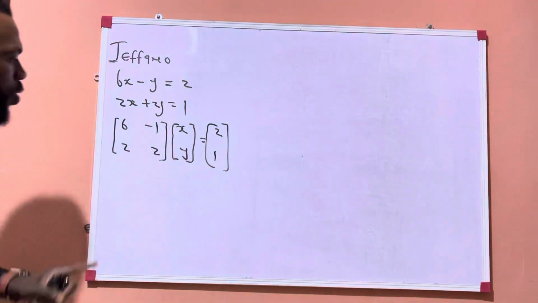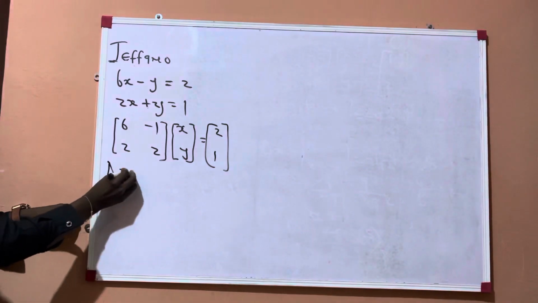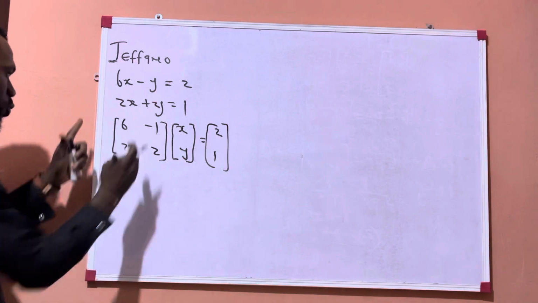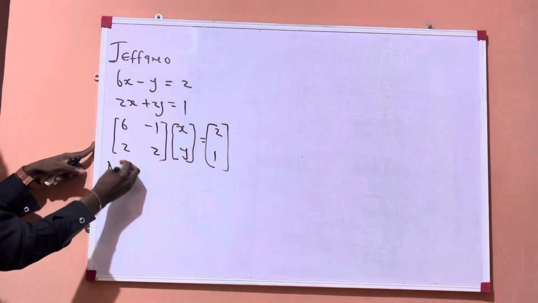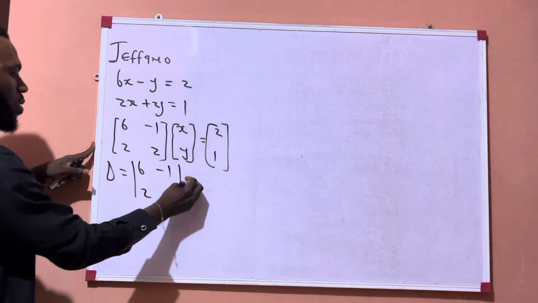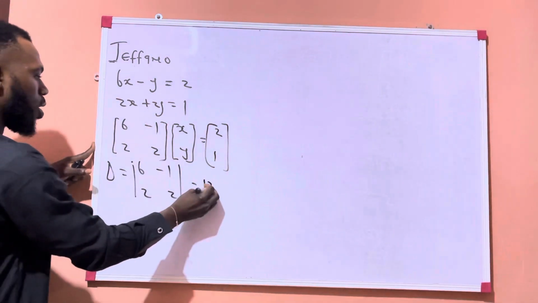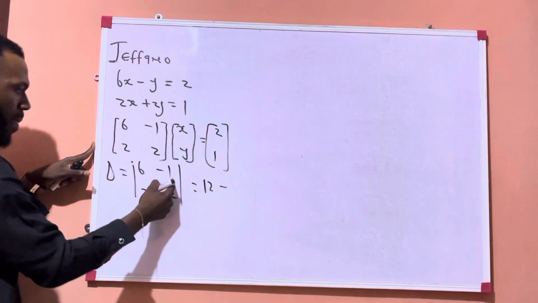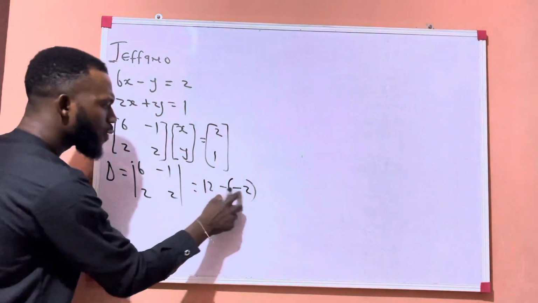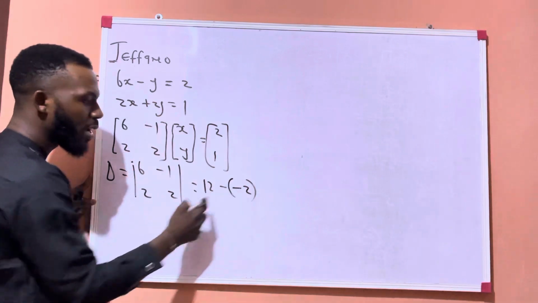What did I say the first thing we solve for? Change. How did I say you solve for change? Taking the determinants of the coefficients of the variables, which is this. So the determinants of 6 minus 1, 2, 2 becomes 6 times 2 gives us 12 minus 2 times minus 1 gives us minus 2. Now, I have two minus sign here. Minus times minus will give us plus.